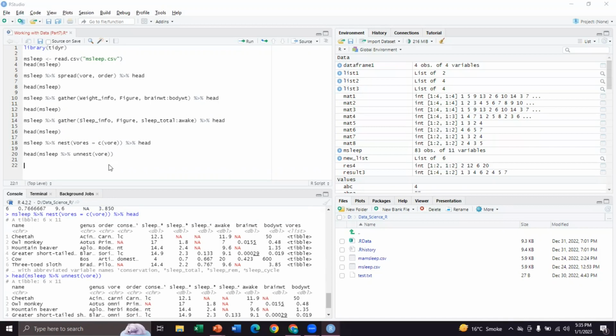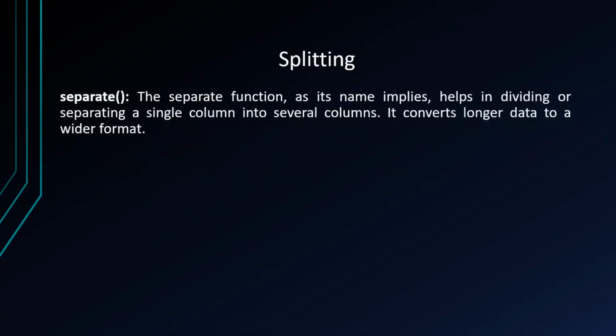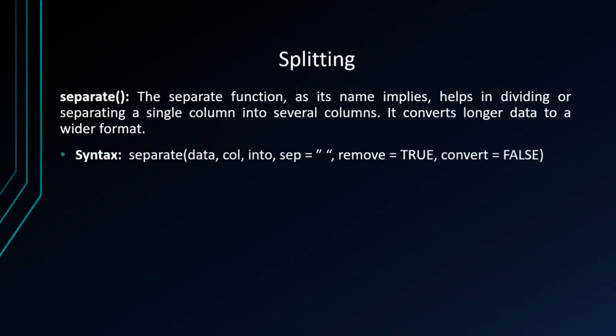Now let's move back to slides. Next, we have splitting. This category is used for splitting and combining character columns. It performs the following functions, such as separate and unite. So first, let's see the separate function. This function, as its name implies, helps in dividing or separating a single column into several columns. It converts longer data to a wider format. The syntax is as follows. Just write the separate keyword, pass the data frame, and some parameters.